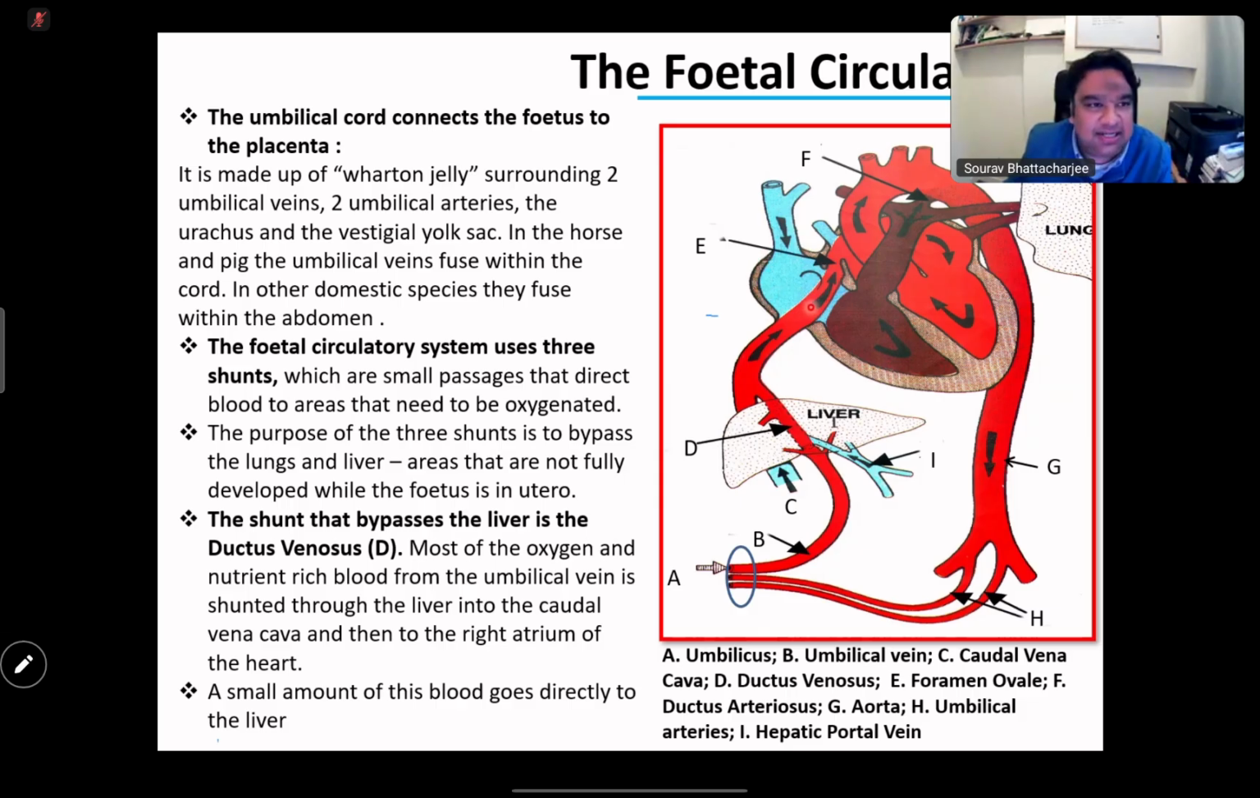From the right atrium, remember, there is a foramen ovale. We discussed it a few minutes back. This is number E, foramen ovale. So most of the blood will straightway move from the right atrium to the left atrium. Most of the blood. It will move from the right to the left atrium. And once it enters the left atrium, it will immediately go to the left ventricle, and from the left ventricle, it will go to the aortic arch.